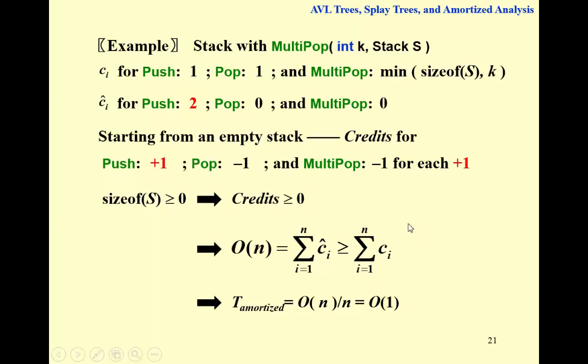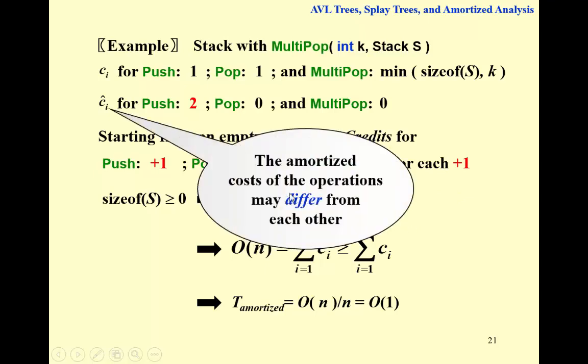But in this accounting method, we say the amortized costs of the operations may differ from each other. We assign different credits to different operations. So the hardest part is, how do we know? How can we guess the correct number here?